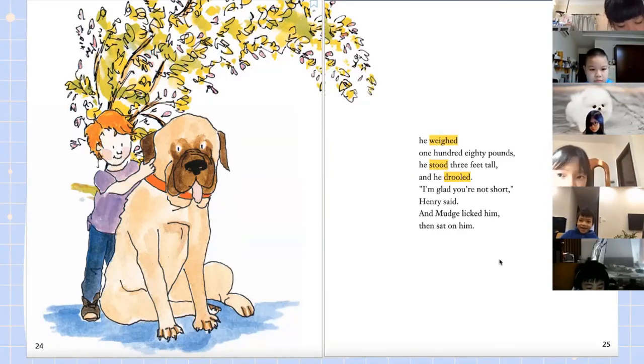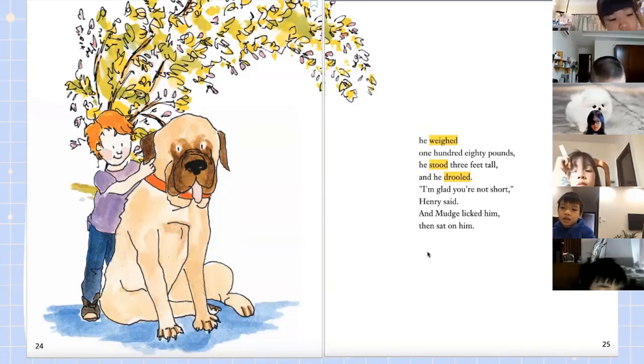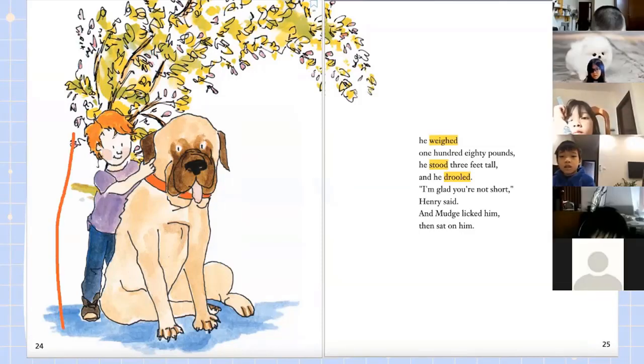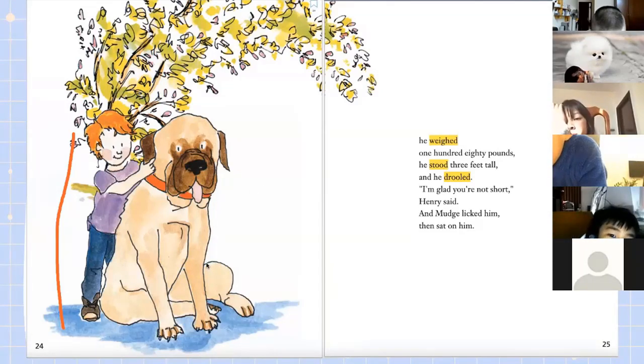Very good. So Mudge grew a lot. He weighed 180 pounds. He stood 3 feet tall and he drooled. I'm glad you're not short, Henry said, and Mudge licked him, then sat on him. So it looks like over here, if we take a look, Mudge is as tall as Henry is, and Mudge is sitting down. So we can see that Mudge is a really big dog. And the story says that Mudge is 3 feet tall. When he stands straight, he stood 3 feet tall.